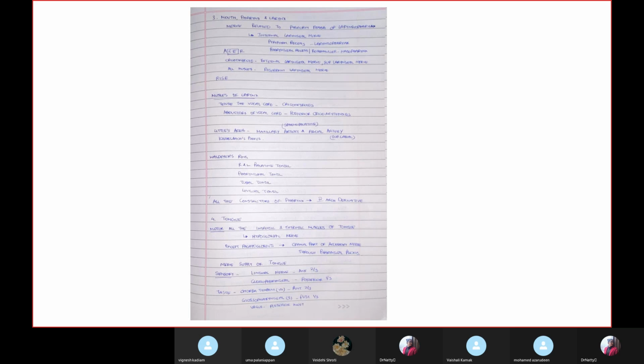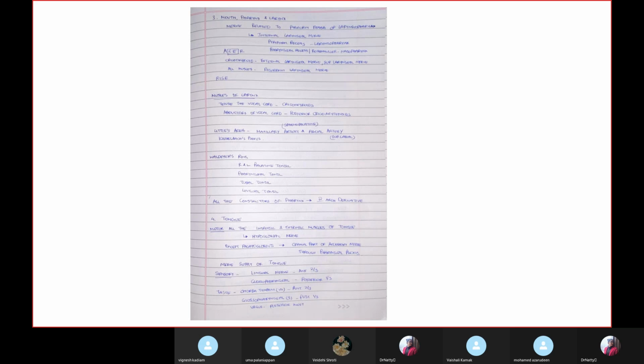Then muscles of larynx, the only muscle which causes tensing the vocal cord is cricothyroid. The only muscle which is responsible for abduction of vocal cord is posterior cricoarytenoid. Then we have Little's area or Kesselbach's plexus, which is an anastomosis between sphenopalatine artery, which is a branch of maxillary artery, plus superficial labial artery, which is a branch of facial artery.